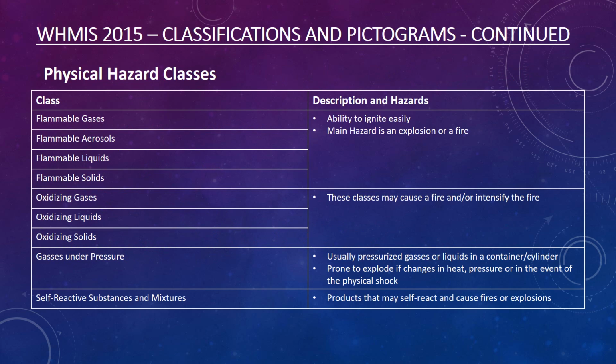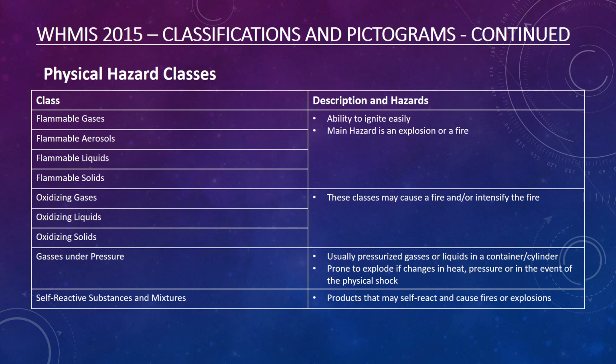Physical hazard classes: flammable gases, flammable aerosols, flammable liquids, flammable solids. Description and hazards: ability to ignite easily. Main hazard is an explosion or a fire. Oxidizing gases, oxidizing liquids, oxidizing solids. Description and hazards: these classes may cause a fire and/or intensify the fire.